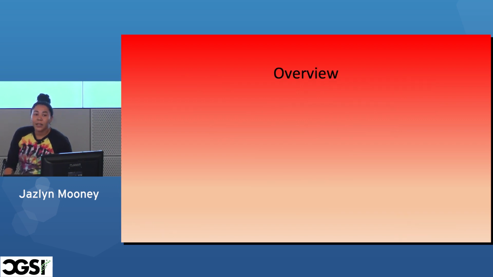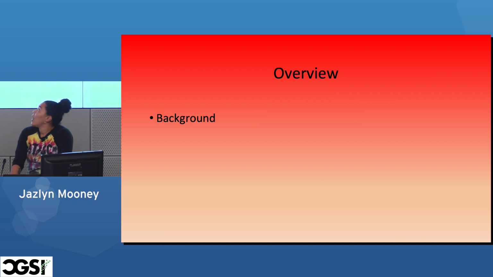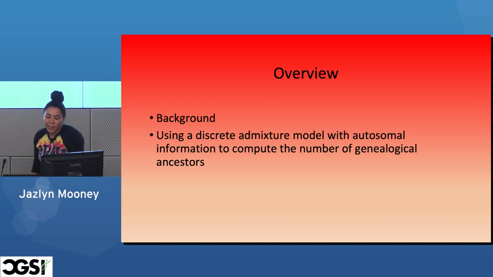So the talk is split into two parts. I'll give you a section of background that's pretty heavy on the US history, just because I think a lot of the material is very relevant and not often covered in classes. So most of it you have to seek out if you really want it. And then in the second part, I'll talk about using this discrete model of admixture and autosomal information to compute the number of genealogical ancestors.